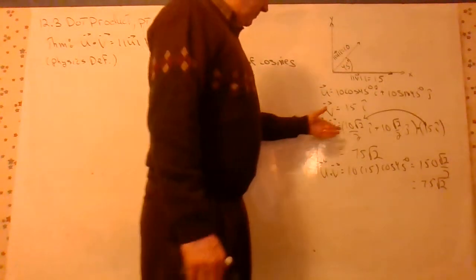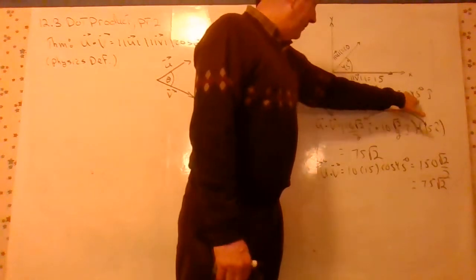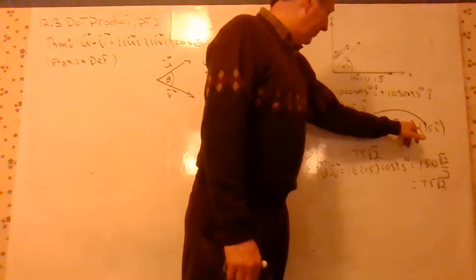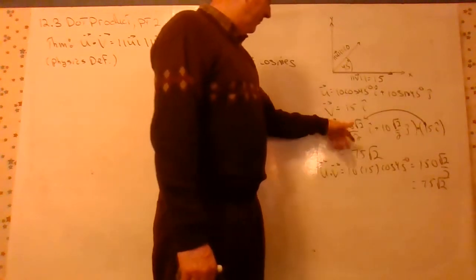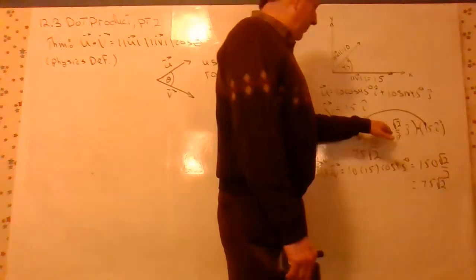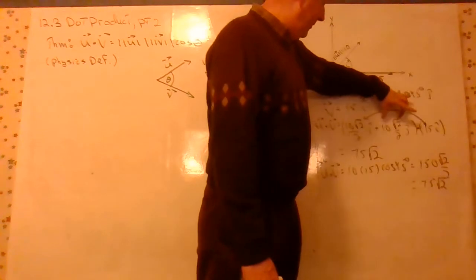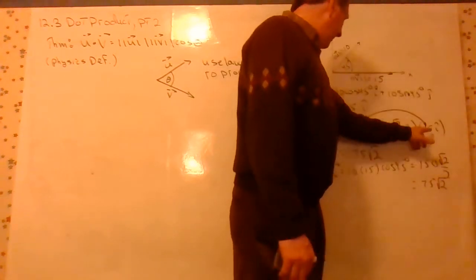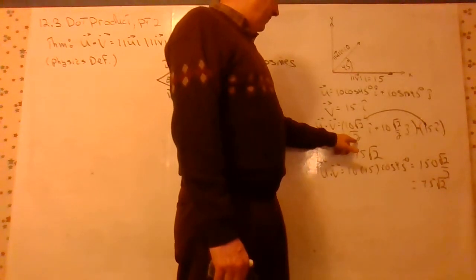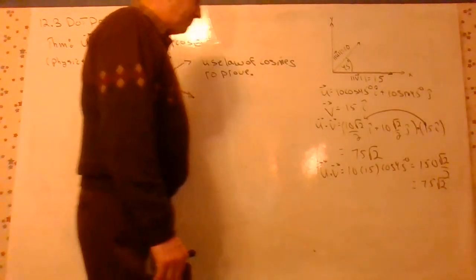Now, if we use the component definition of the dot product, I've replaced cosine and sine 45 with square root of 2 over 2. I guess I could have simplified this; it would have made it a little easier. When we dot this with 15i, it's this times 15 plus this times 0. 10 over 2 is 5, and 5 times 15 is 75 radical 2.